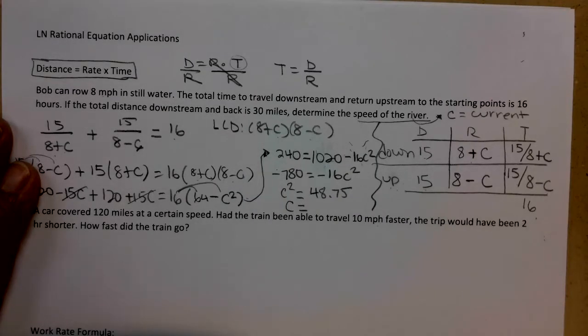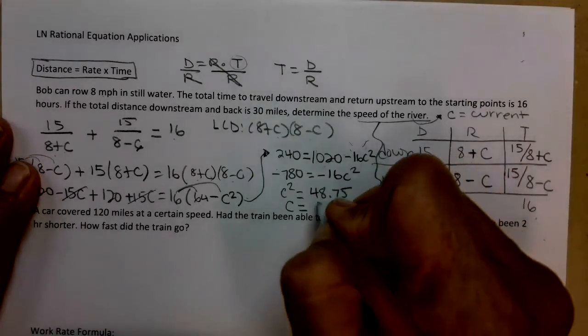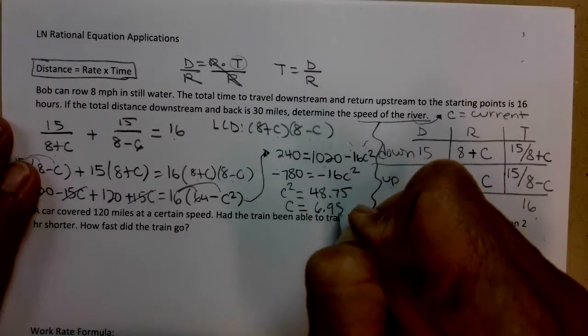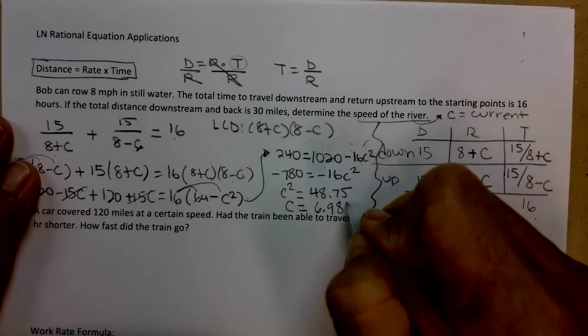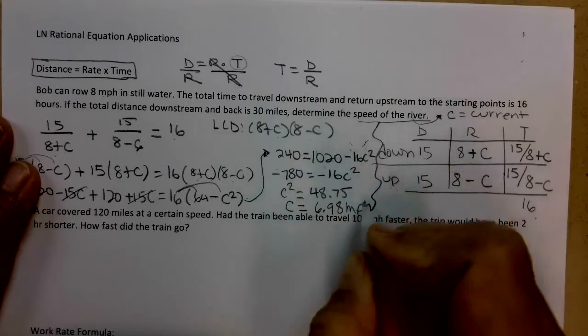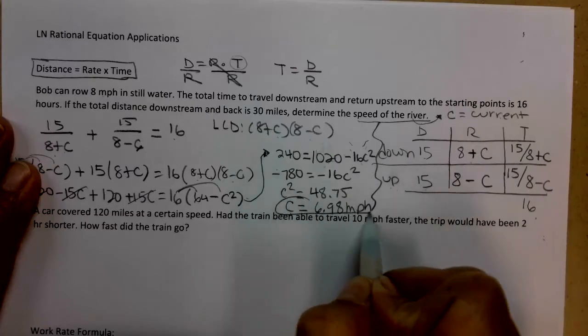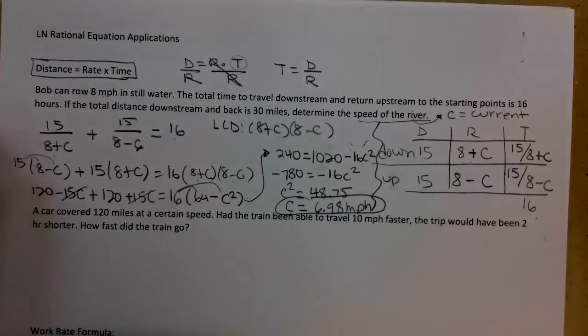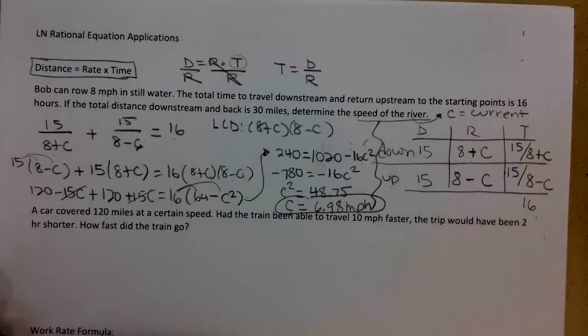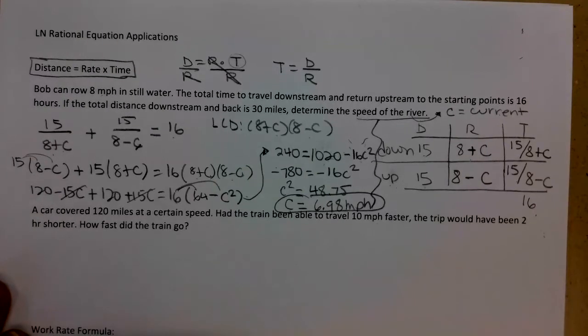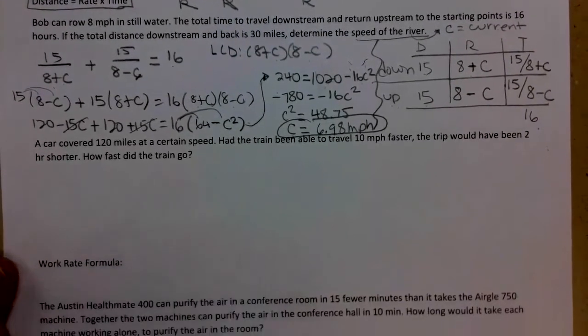I'm just punching it into my calculator. So 6.98 miles per hour is C, which is the current of the river. All right. That's interesting. Okay, let's do the next one.